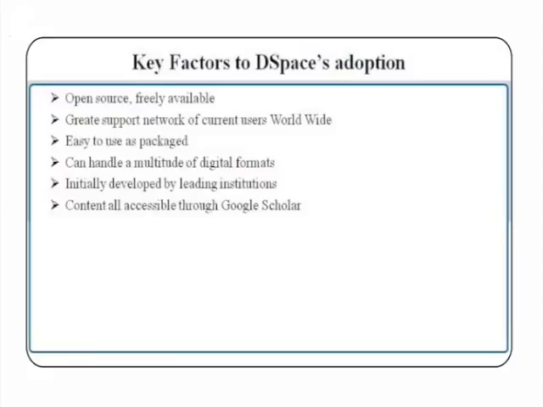DSpace has become quite popular among digital library implementers because it is open source and freely available software, and it is backed by a very large worldwide user community who are ready to help. DSpace software has been packaged in a way that it is very easy to use. It handles content in a number of digital formats, and the major advantage is that content in DSpace can be made searchable through search engines like Google Scholar. Thus one can increase the outreach of a digital library without much effort.